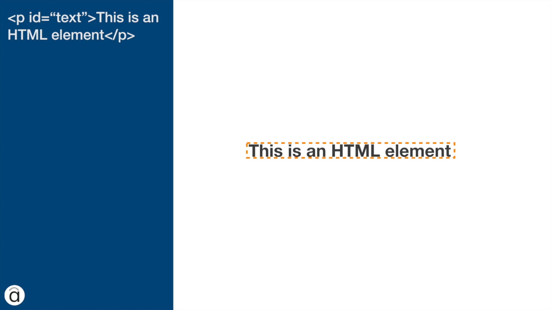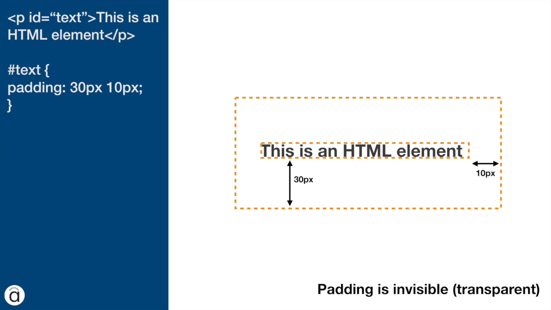So here's the first example. On the left hand side you can see I've created a paragraph tag with an ID of text. And the paragraph just says this is an HTML element, and on the right hand side you can see that sentence, and I've put a little orange hash thing around it just to show you that's the center of the box.